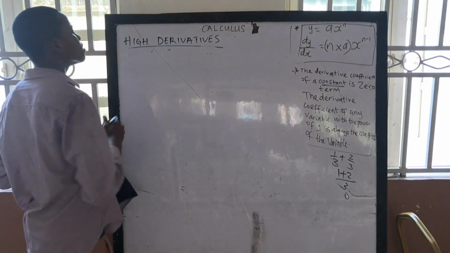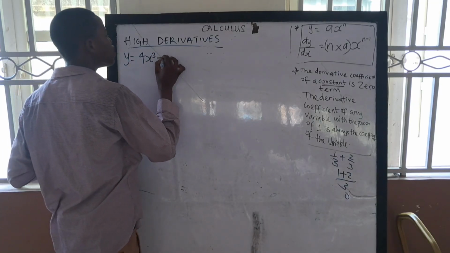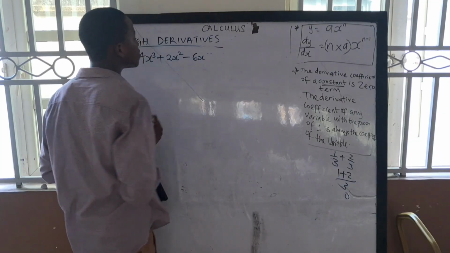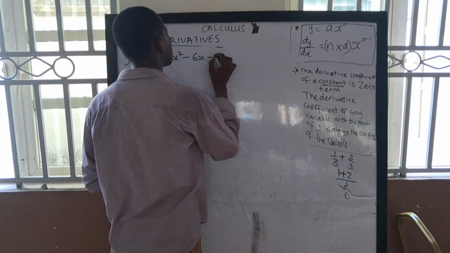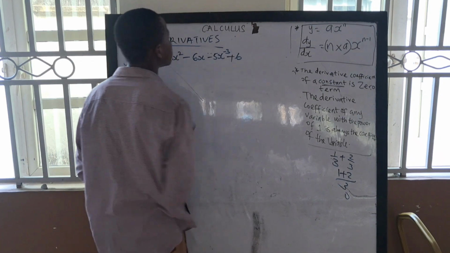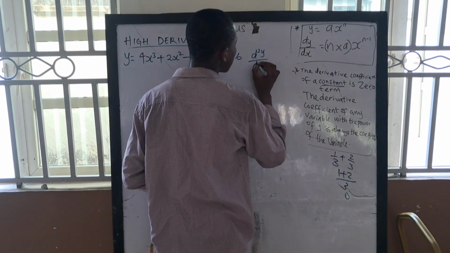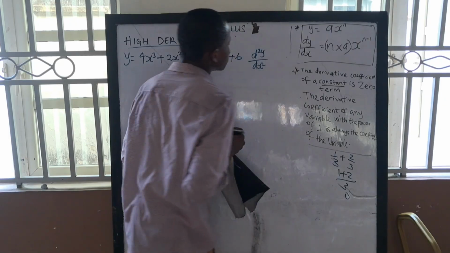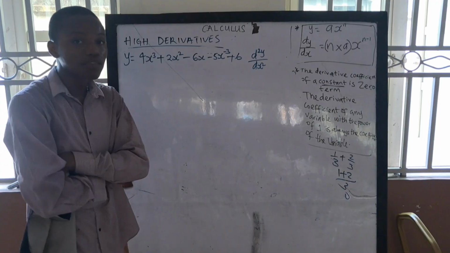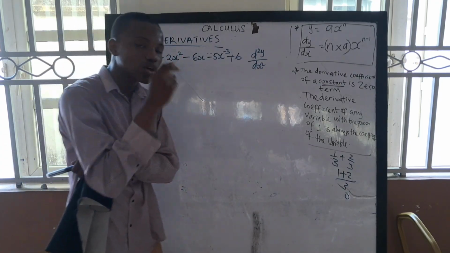So now if I have y equals 4x cubed plus 2x squared minus 6x minus 5x raised to power minus 3 plus 6. Find the d2y/dx squared. The d2y/dx squared. Now in this question, how many times do you want us to differentiate? How many times? 2. The d2y/dx squared. That means you want us to differentiate twice, 2 times.